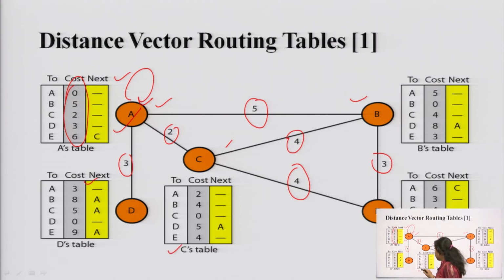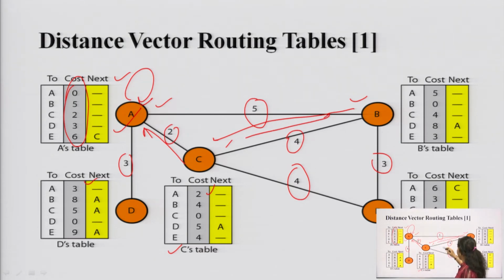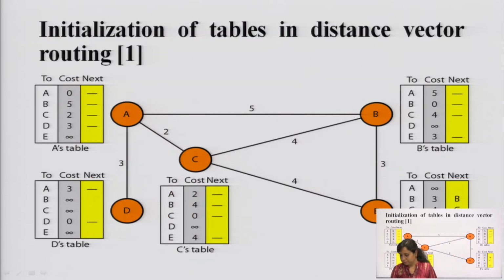Like you can see in C's table, for going from C to A, 2 will be mentioned. From C to B, it has to follow 4, because C is the transmitter in this case. If it is C's table, then C will be the transmitter, these are the receivers and these are the path lengths. So, this is how the data will be transferred over here. So, this is the distance vector routing table.